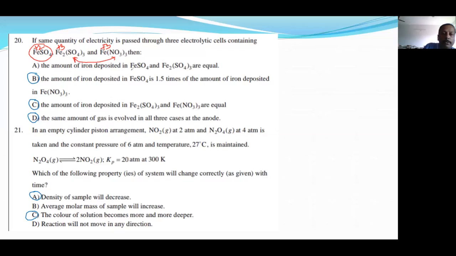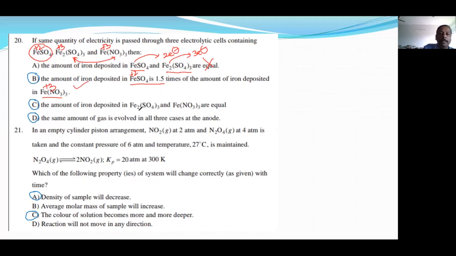Amount of iron deposited in FeSO4 and the second are equal? No. Here it requires 2 electrons for 56 grams. Here it requires how many? 3 electrons for 56 grams. So it is not equal. Is it understood? That's why I initially pointed out the differences. Then, amount of iron deposited is 1.5 times. Obviously, it is +3 and it is +2, so it will be 3 by 2 times, that is 1.5 times. This is correct.